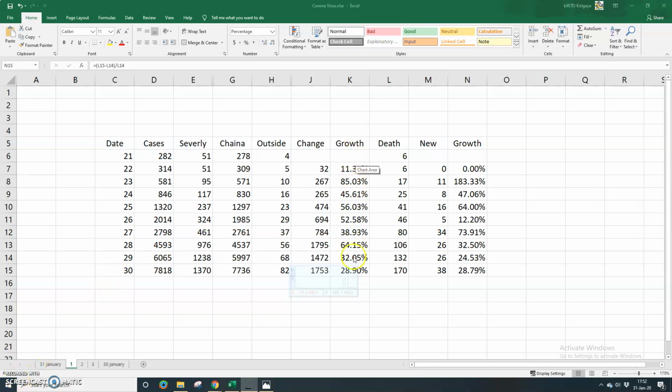Then we see the growth or change, which is the new patients per day, and we get the growth rate as well. Then we include the number of deaths and the new deaths every day, and the growth in the number of deaths.